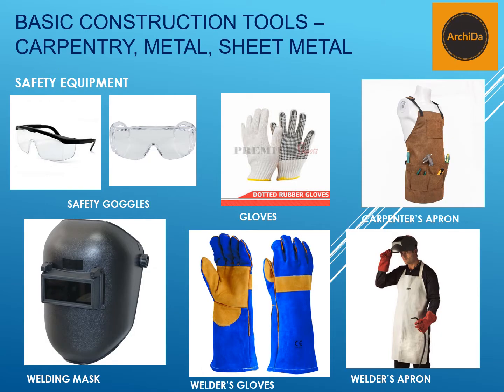Next, we come to safety equipment. First of all is the safety goggles. This is usually worn during the performance of the workforce during construction. This is obviously to protect your eyes. Gloves to protect the hands, then the welding mask, welder's glove, welder's apron, and carpenter's apron.